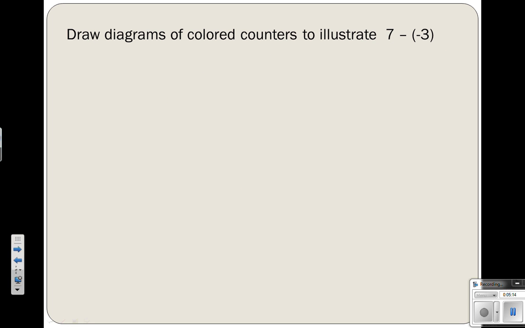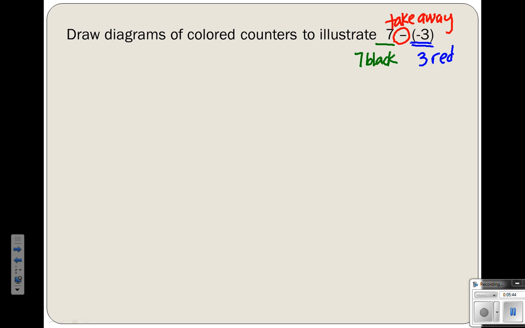Okay, now I'm using similar numbers so you can see the difference. Let's take a look at this one. I'm going to begin with 7 black, because the 7 is positive. The minus sign right here tells me I'm going to take away, and then the second number tells me what I'm taking away. I'm taking away 3 red.